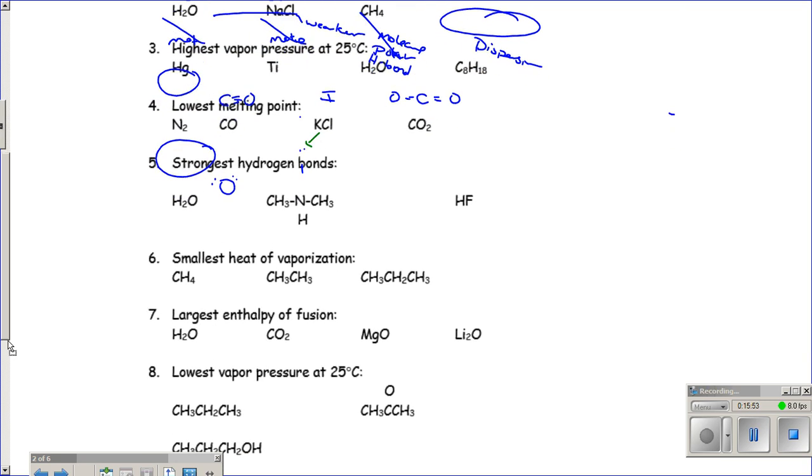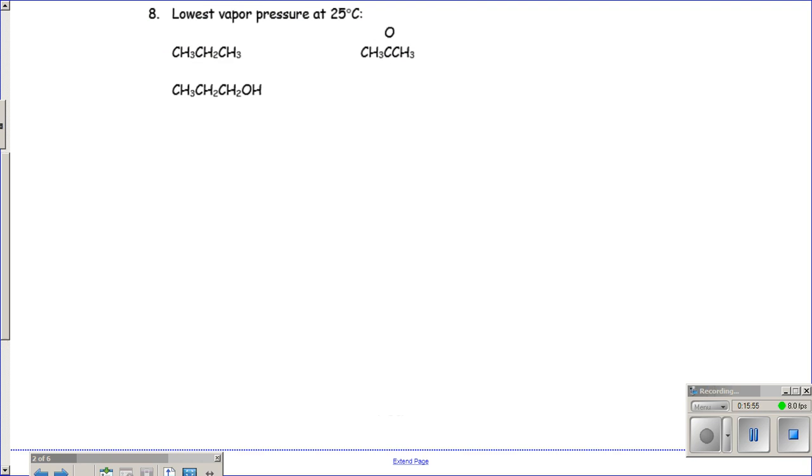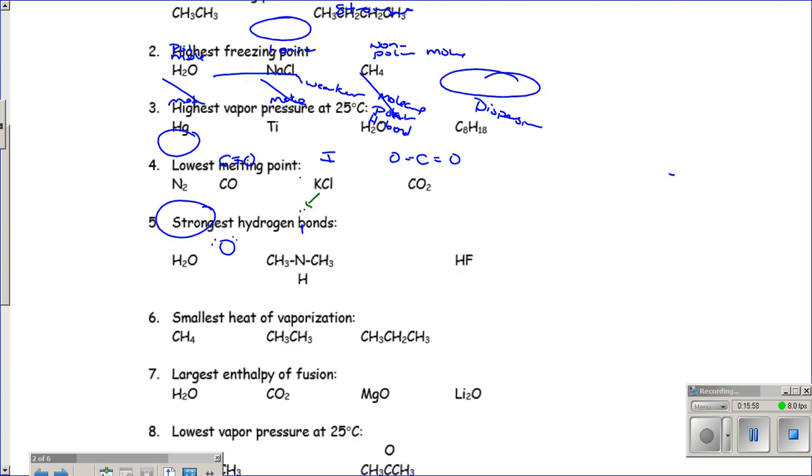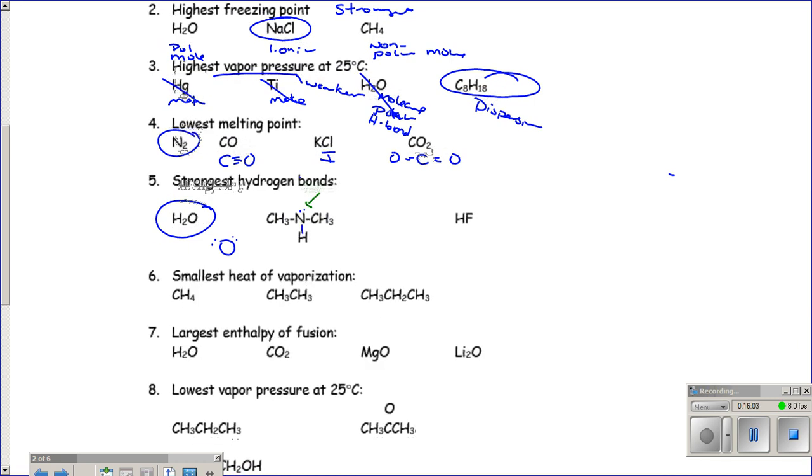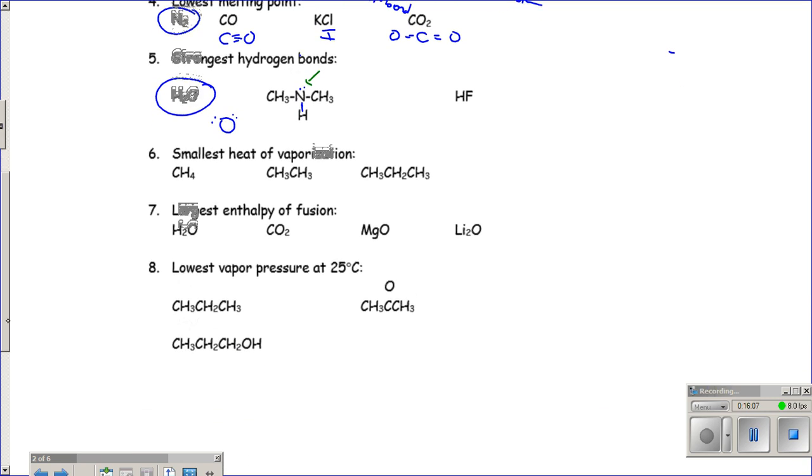Smaller enthalpy of vaporization. So the smallest enthalpy of vaporization is going to be the weakest interparticle attraction. So we've got a long carbon chain, a smaller one, and a smaller yet. Longer is stronger, so the smallest is the weakest.